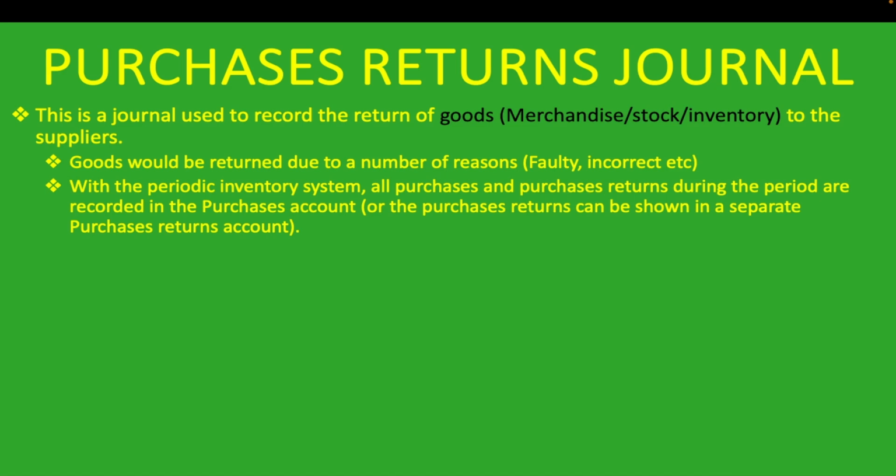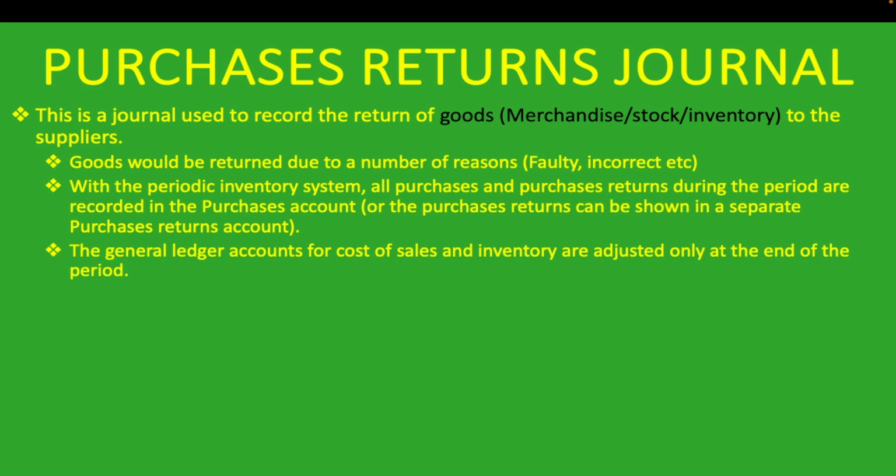But all that to say is that mainly you're using the periodic inventory system when you have to do the purchases returns journal. All purchases and purchase returns during the period are recorded in the purchases account, or the purchases returns can be shown in a separate purchase returns account. So if I go to my purchases returns journal, what I will see there is how much was returned back to the suppliers, the suppliers who I mainly bought from on credit. But we'll look at it when we're going through the example shortly.